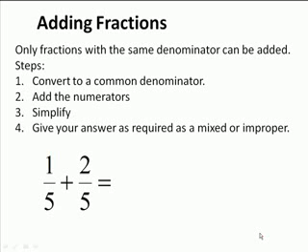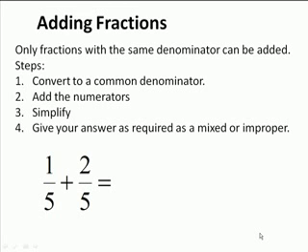Righto, we're going to talk today about adding fractions, and there's only one real rule you need to remember. You must have the same denominator on the fractions you are adding. That's fairly obvious. If you think about adding a third and a half, we can't add them together because they're not the same size. So basically the rule is convert so you've got a common denominator if there isn't one already. Add the numerators, simplify if you need to, and then depending on whether you're asked to give it as a mixed or an improper fraction, give it as a mixed or an improper fraction.